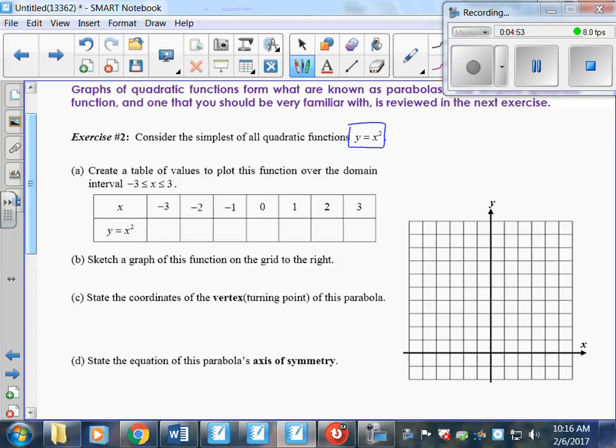So I left the table here for you to fill out, and you should be able to do this pretty easily, just like we did in exercise number 1. We're just going to substitute in. So when we substitute in, negative 3 squared is positive 9. Negative 2 squared is positive 4. I'm sorry, my board is kind of acting weird here. All right, negative 1 squared is 1. 0 squared is 0. 1 squared is 1, 4, and 9.